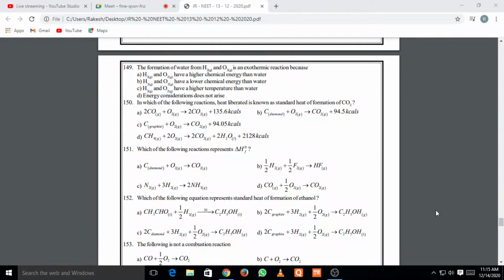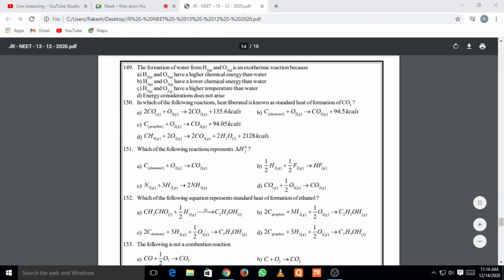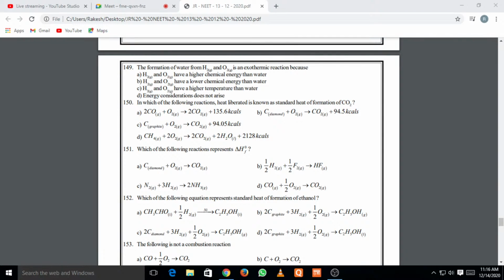Constituent elements must be in their most stable form. So this is not elemental. Diamond is not the stable form; graphite plus oxygen gives this. So this is our answer from the definition of delta H formation. Now diamond is not stable. H2 plus F2 gives HF gas, but at room temperature this is liquid. For delta H formation, forming 2 moles is not correct; it should be 1 mole. Next, this is also not. They considered this for gases also at the given temperature as delta H formation, so this is our answer.